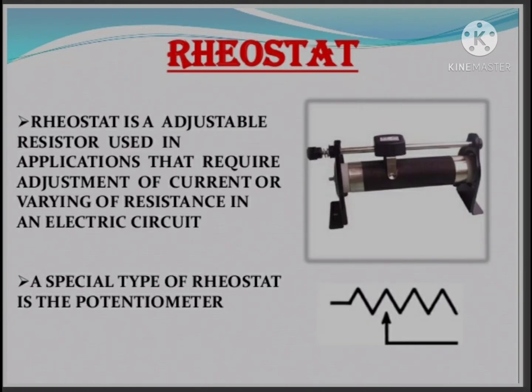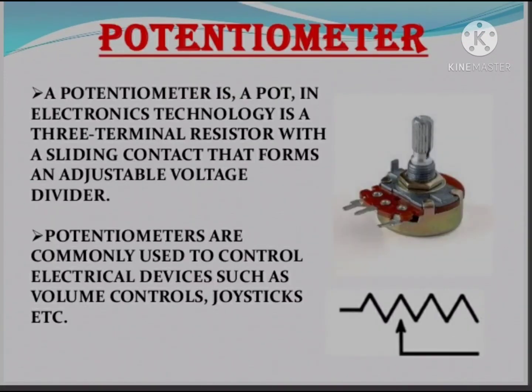Rheostat. A rheostat is an adjustable resistor used in applications that require adjustment of current or varying the resistance in an electric circuit. A special type of rheostat is the potentiometer.